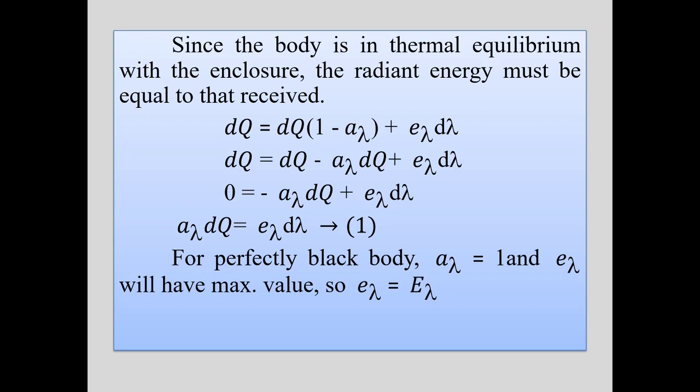And for a perfectly black body, this absorptive power A lambda is equal to 1, and the emissive power E lambda will have the maximum value. So we can write E lambda is equal to capital E lambda. So equation 1 can be modified as dq is equal to capital E lambda into d lambda. This is equation 2.